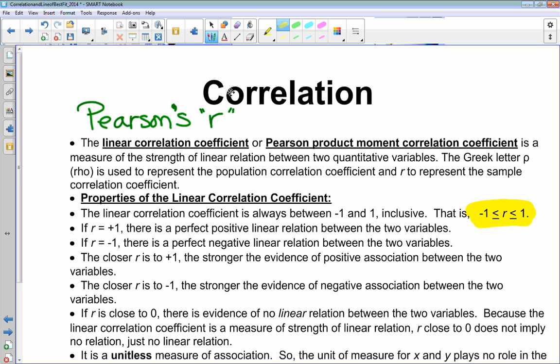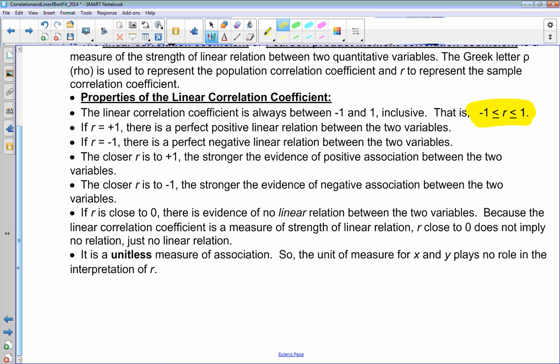Here's something else that's important. Correlation is unitless. You're not going to say correlation has a correlation of 0.2 centimeters. That makes no sense, okay? Correlation is unitless. It simply is a measure of strength between the two variables. That's all it is. It plays no role in the interpretation of anything in terms of the variables, just how well they are related to each other.